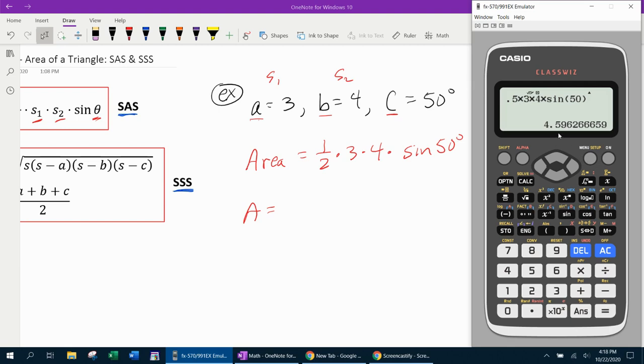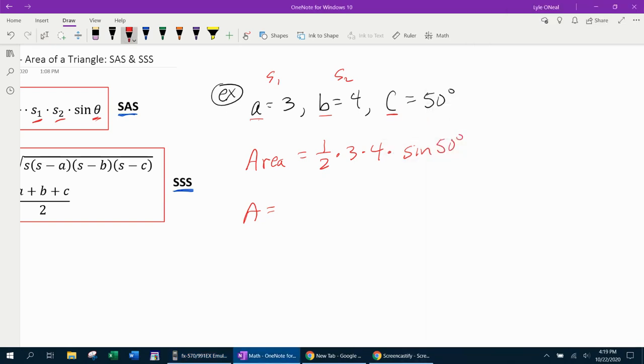And then you're going to have to round wherever they tell you to in the instructions. So we're going to round this. We're going to say 4.6 rounded. 4.6. And then whatever the units are, if let's say that this was 3 inches and 4 inches, then this would be inches squared. Remember that area is always square units.